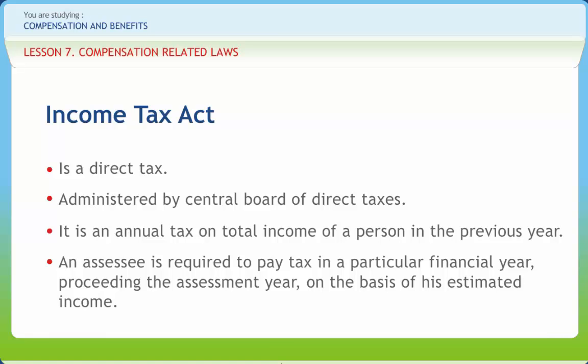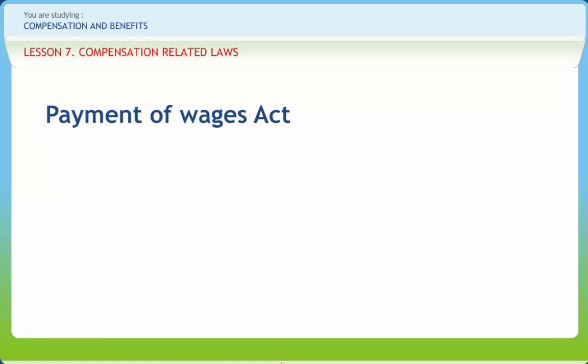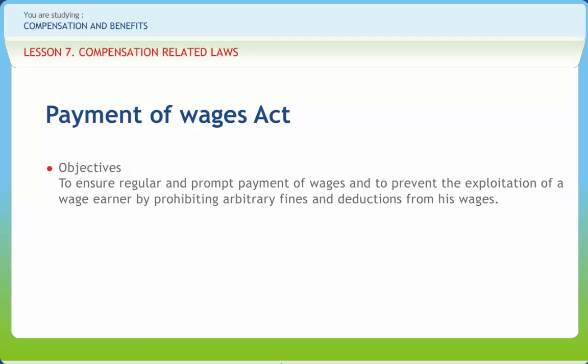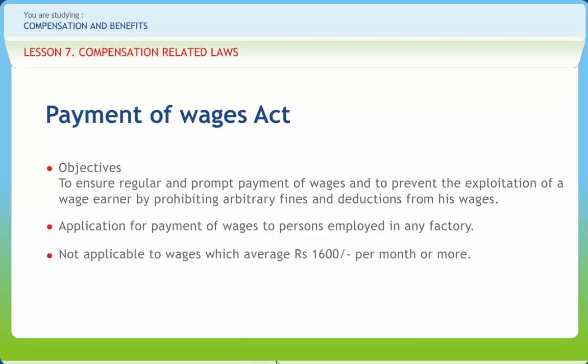The objective of the Payment of Wages Act is to ensure regular and prompt payment of wages and to prevent the exploitation of a wage earner by prohibiting arbitrary fines and deductions from his wages. It applies to payment of wages to persons employed in any factory. It is not applicable to wages which average Rs 1,600 per month or more.